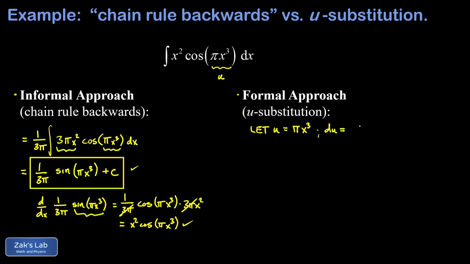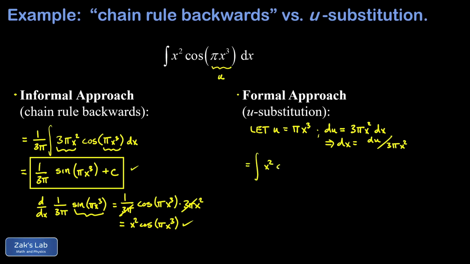So next I get the differential of u, that's the derivative with respect to x, so 3 pi x squared multiplied by dx. And this is good because I see an x squared in the integrand, so I have the right variable pieces in there. Now, one way to handle the integral transformation is to go ahead and explicitly solve for dx. I can replace dx with a du over 3 pi x squared. And then we're ready to transform this integral.